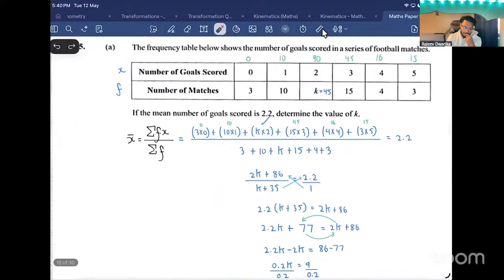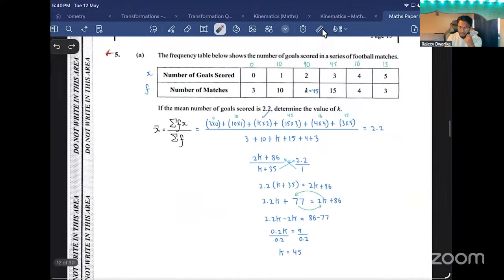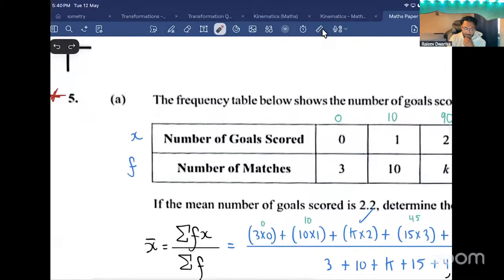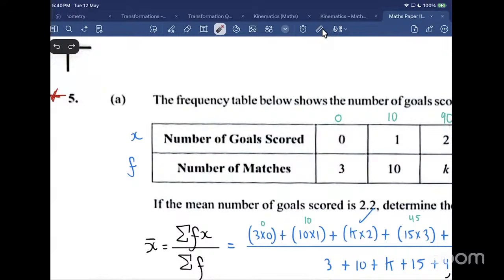All right, tough question. I don't think many people would have got through with this question. I think a lot of people would have had a hard time figuring out what f or x is, right?